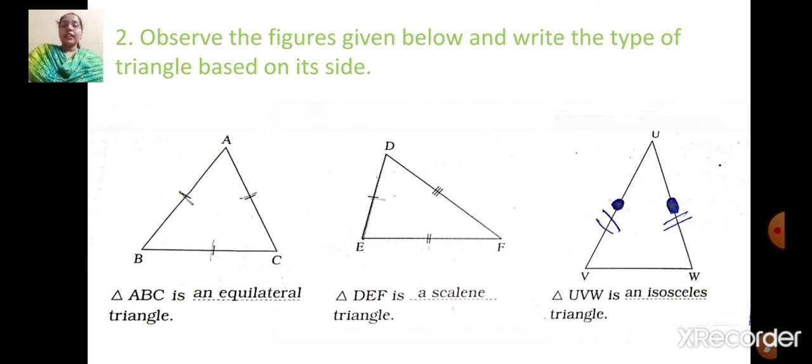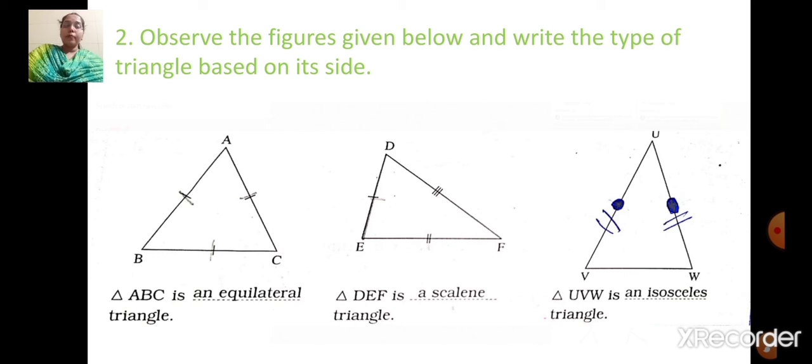Now we'll see the next example, that is the second sum. Triangle DEF, you can see DE has one line, EF has 2 lines, and DF has 3 lines. All the lines are different. Means all 3 sides are different. They don't have equal sides. So when all sides are different, which type of triangle is it? Yes, triangle DEF is a scalene triangle.